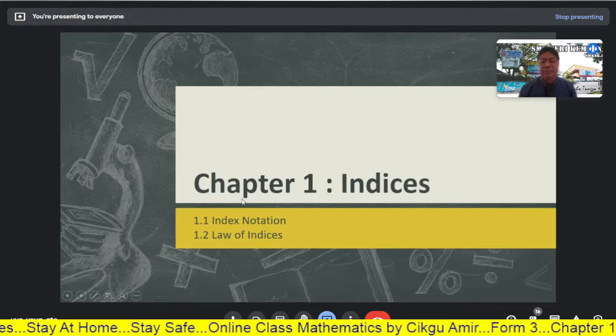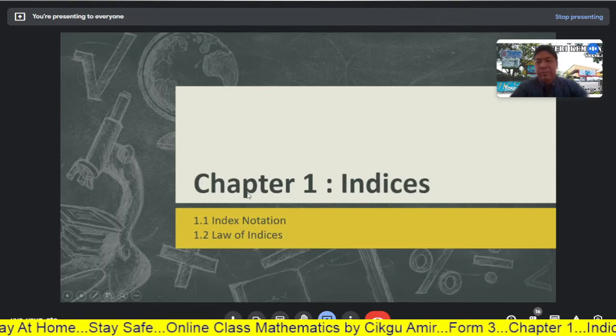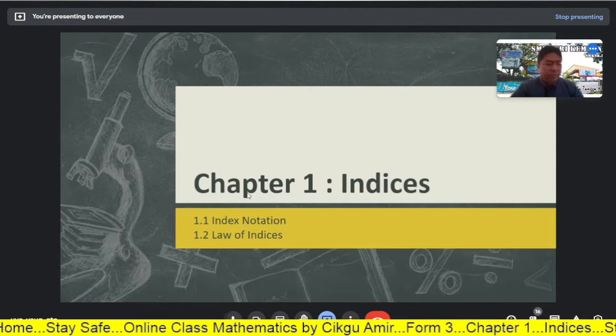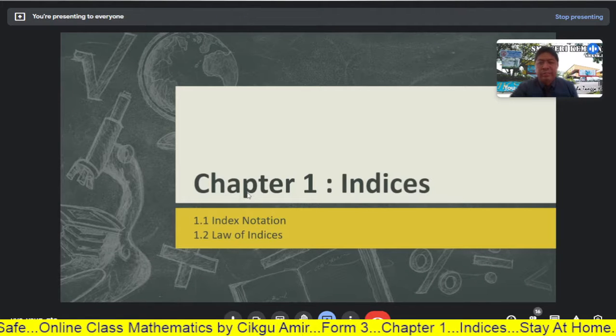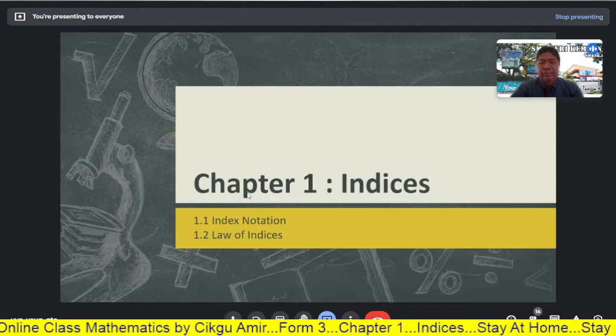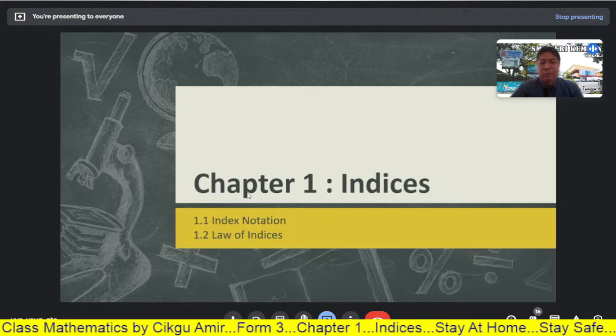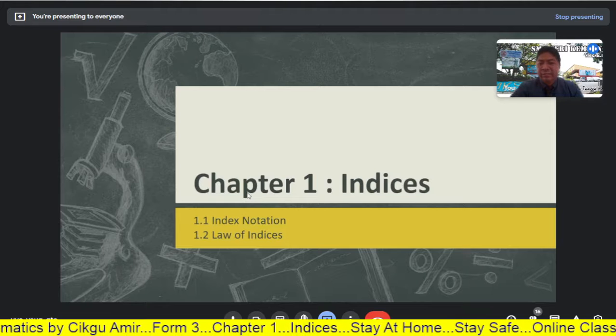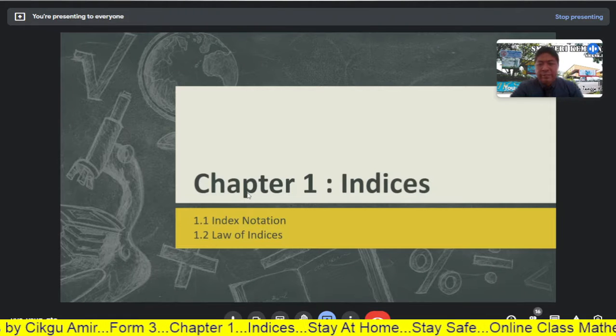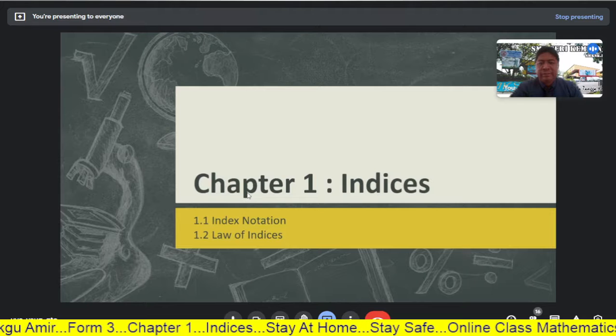Morning class. Okay, we start our class today. Today we move to another chapter. This is chapter 1 in Form 3. The topic is index. There are two subtopics in this topic.